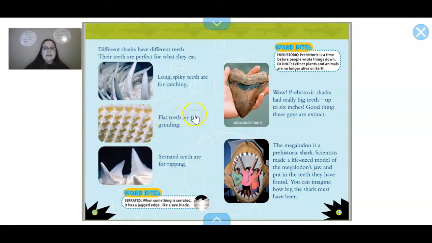And then it says flat teeth are for grinding. So flat is telling us what it looks like. So it's just a flat surface. It doesn't have any bumps or go up.